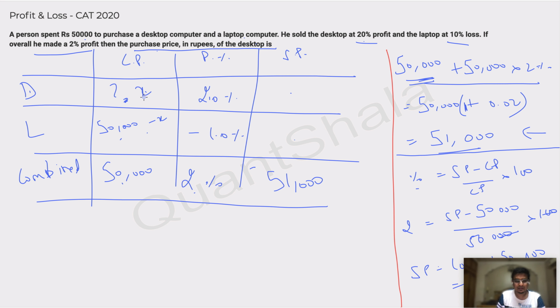Now that we have assumed these, we can easily calculate selling prices in terms of X. So what will the selling price be for desktop? It will be X plus 20% of X, which is 0.2X, and this becomes 1.2X.